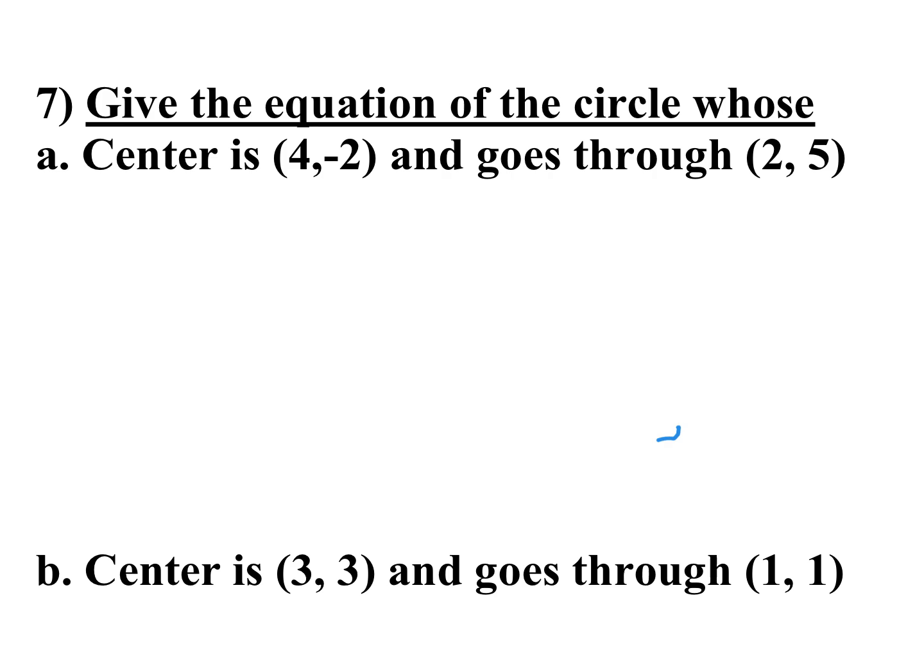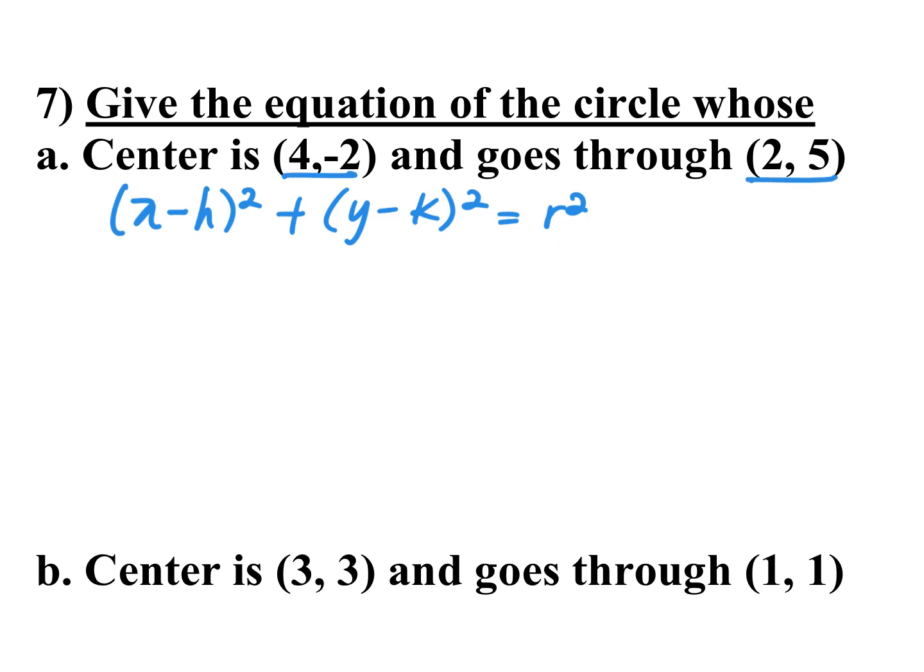Number 7, give the equation of the circle whose center is 4, negative 2, and goes through 2, 5. So if we're going to write our general equation, x minus h squared plus y minus k squared is equal to r squared, we can notice that something is missing in here, the radius. We don't know the radius, yeah? So we have to find the radius using the center and the point that has been given to us.